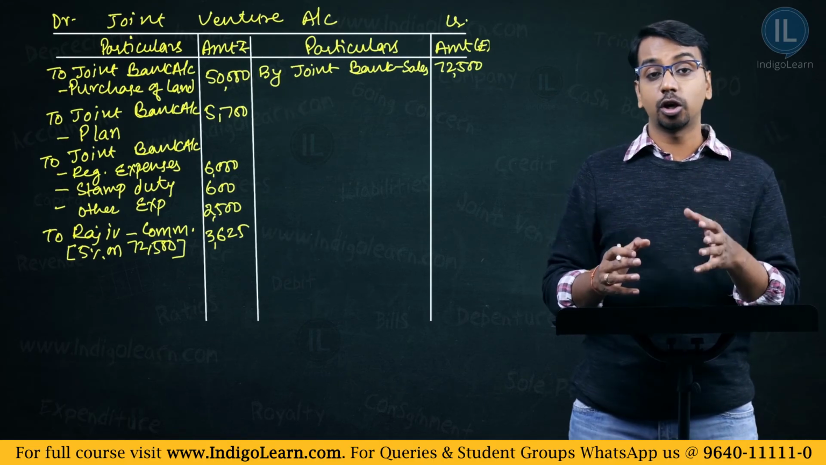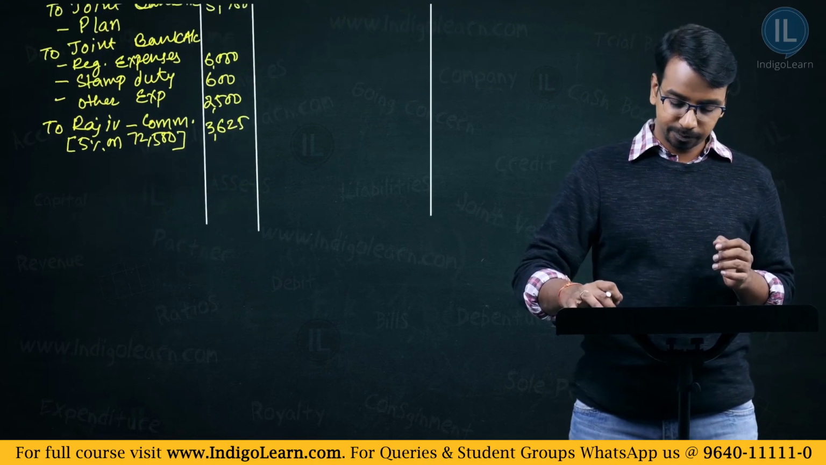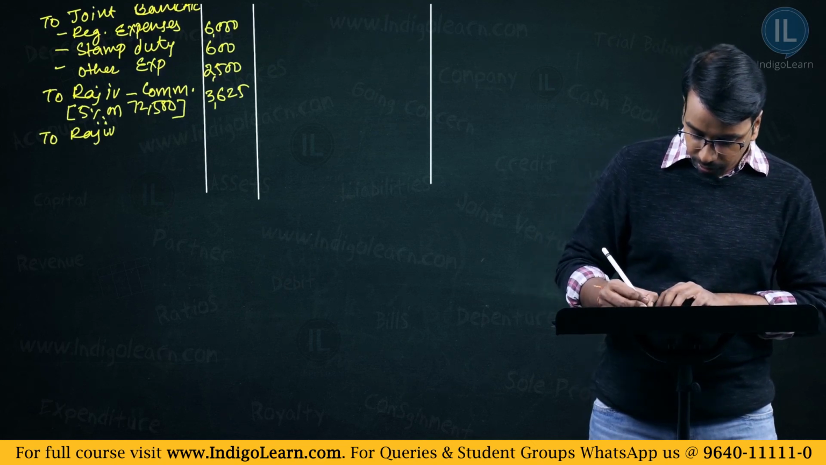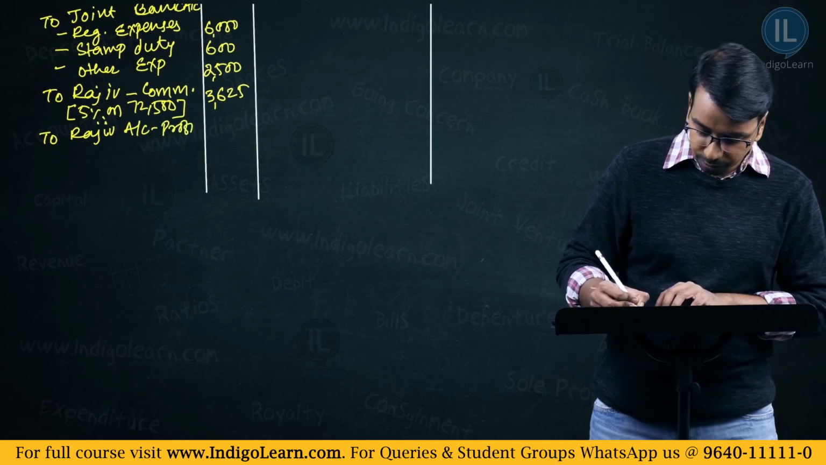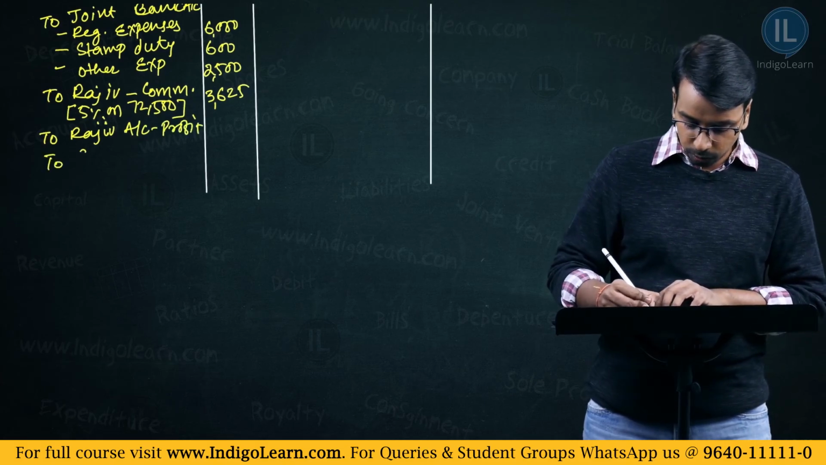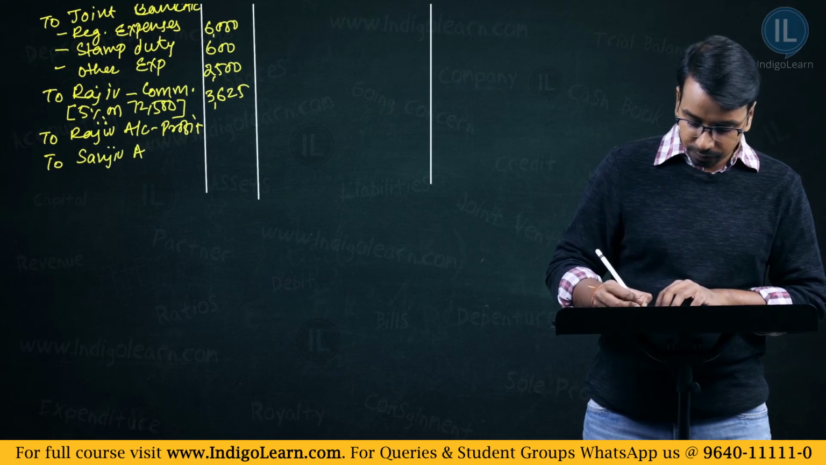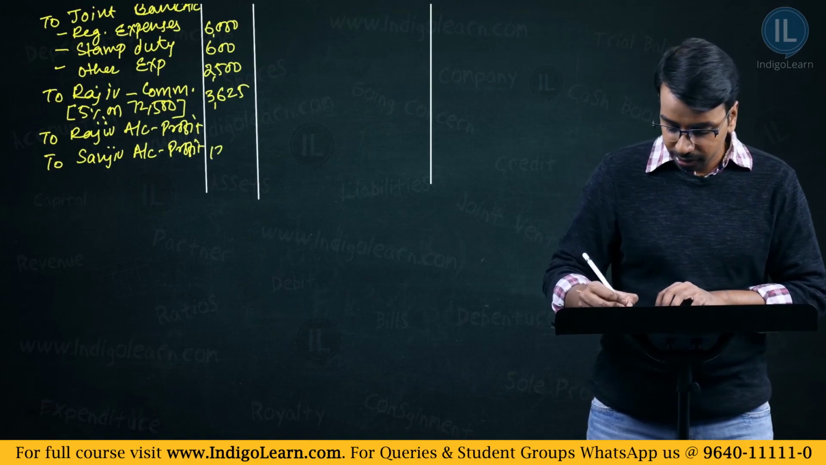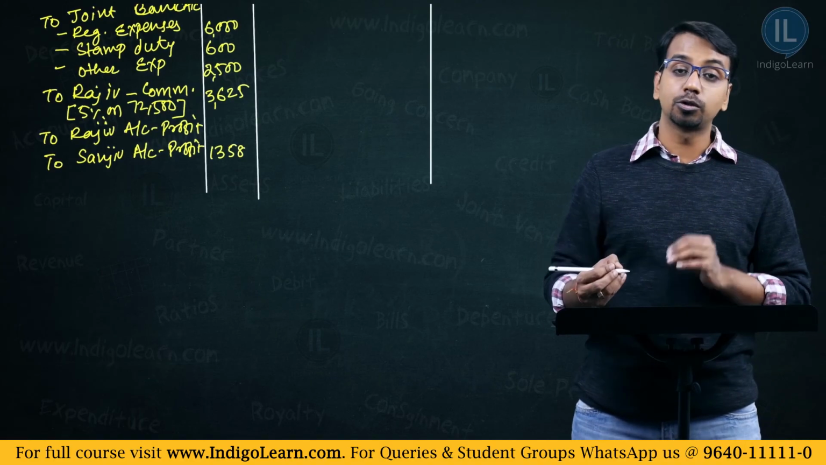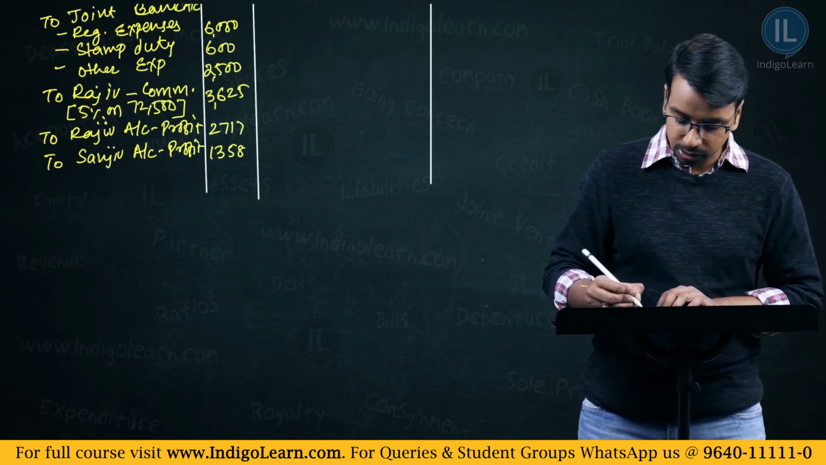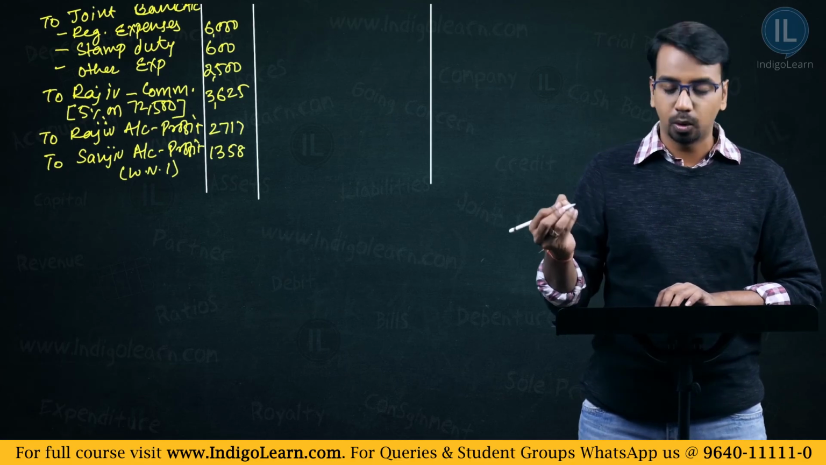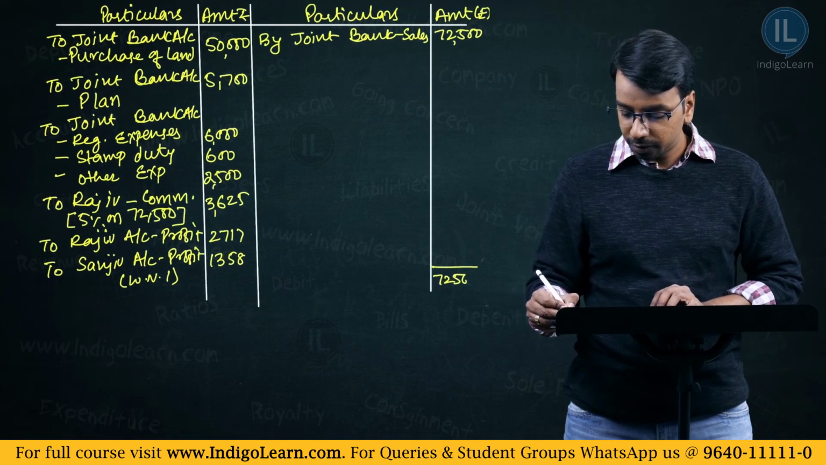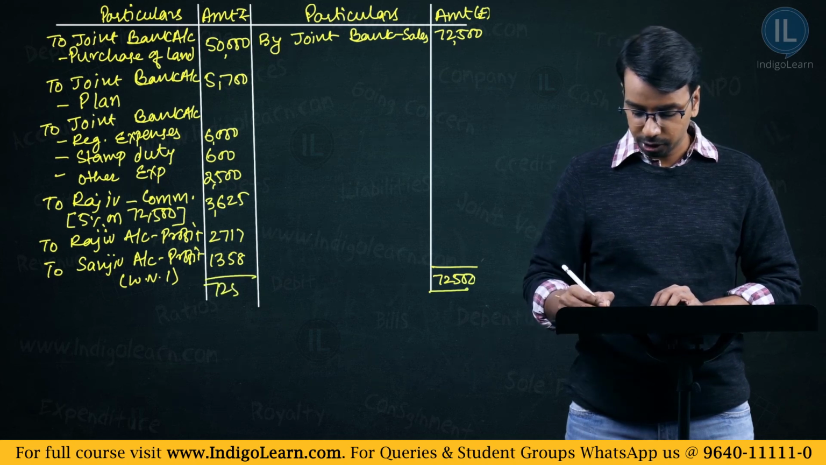Come to the joint venture account. In the joint venture account, you can pass these entries. So, to Rajiv account profit share as per working note number 1, to Sanjeev account profit share. How much goes to Sanjeev? Sanjeev gets 1358. And how much goes to Rajiv? Rajiv gets 2717. This is as per working note number 1. With this, we have closed the joint venture account.